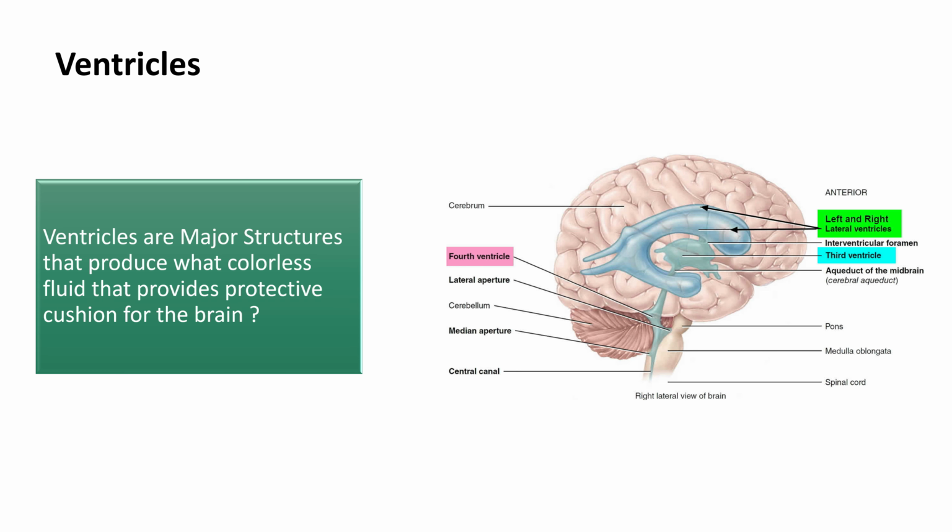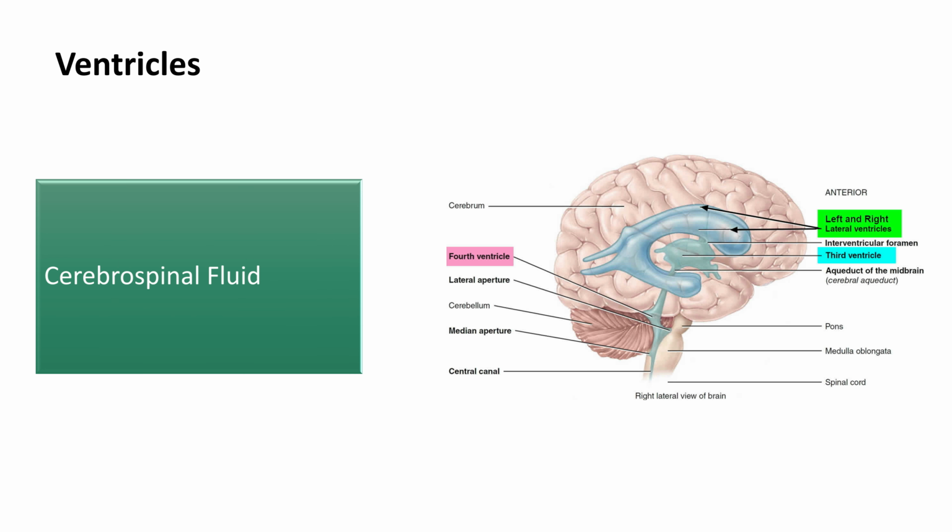Another important thing to learn for the CST exam is going to be your ventricles. These are major structures that produce a colorless fluid that provides a protective cushion for the brain. So your ventricles are the place where your cerebrospinal fluid is going to be produced. This is very important to know. Your cerebrospinal fluid provides a protective cushion for the brain. It's constantly being produced in the choroid plexus of the ventricles, which you'll see right here on this graphic.